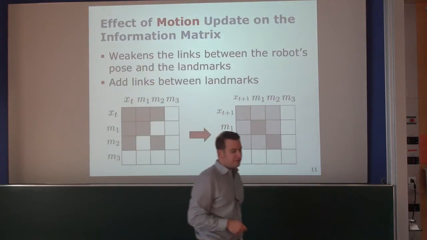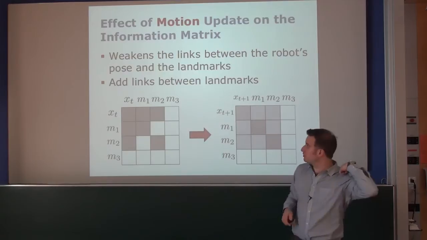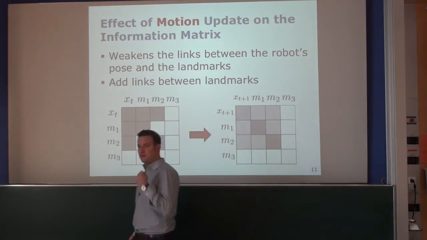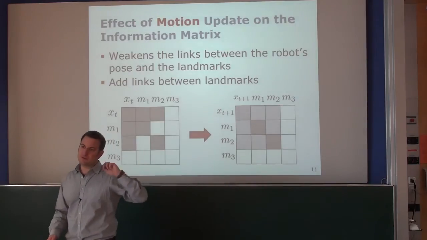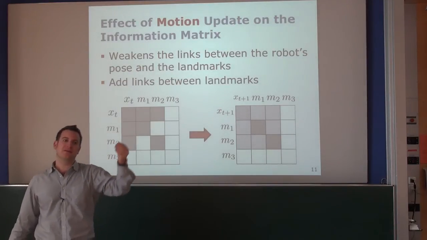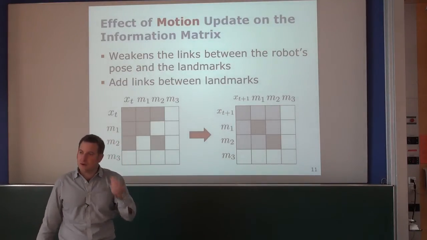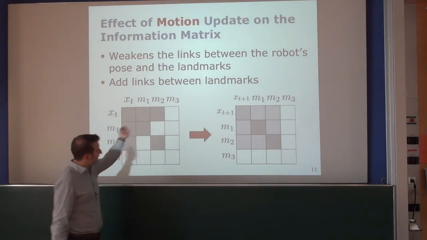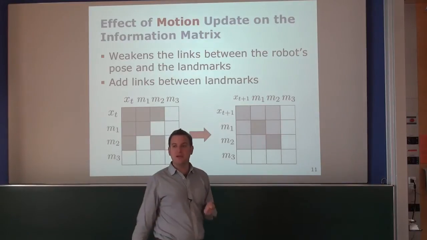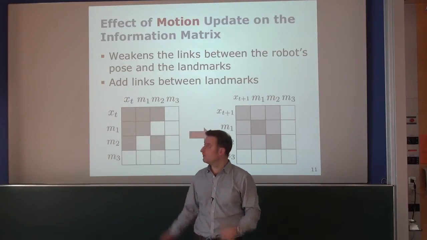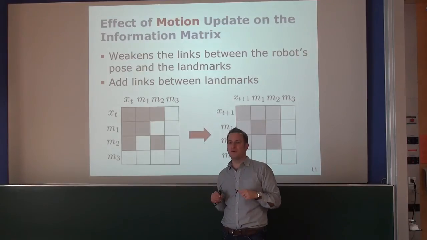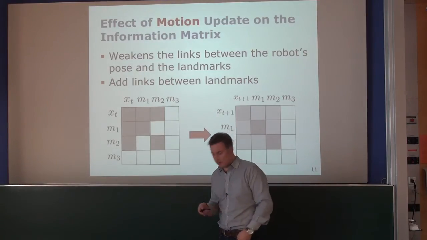And so if I look into the motion update, what the motion update does, it weakens the links between the robot's pose and landmarks, because the robot moved, so it gets more uncertain, and knowing the pose of the robot tells me a little bit less where the position of the landmark is located, but it also adds links between landmarks. And these are those landmarks where there were direct links to the robot's pose. So those guys become connected.